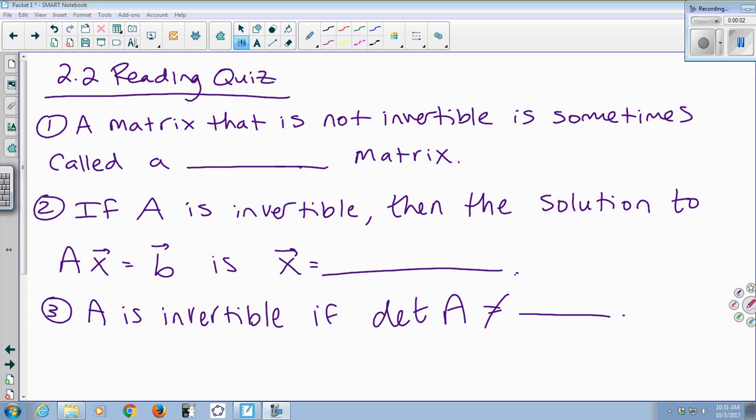2.2 is all about inverses of a matrix. A matrix that is not invertible, that means it does not have an inverse, is sometimes called a singular matrix. If A is invertible, then the solution to AX equals B is, yes, A inverse times B. And A is invertible if the determinant of A is not 0.